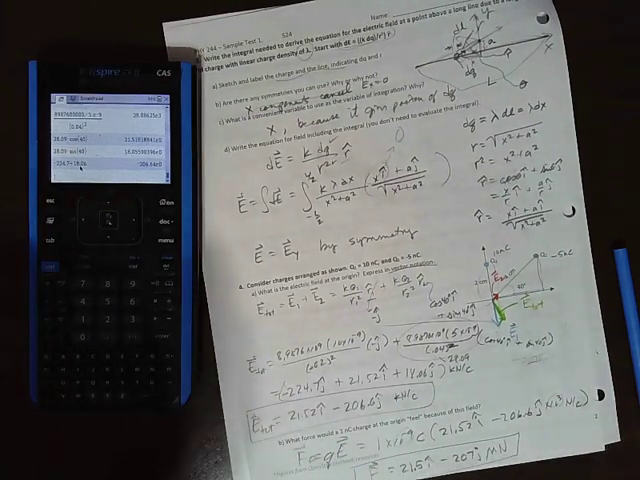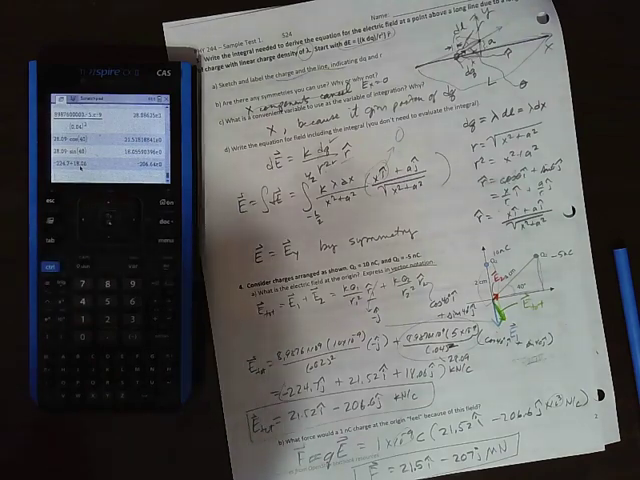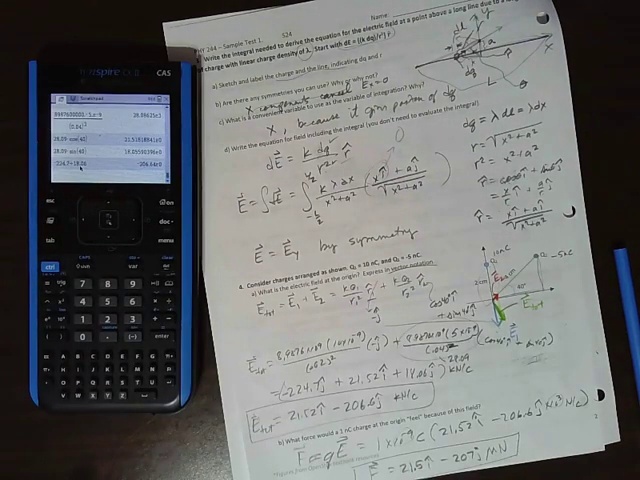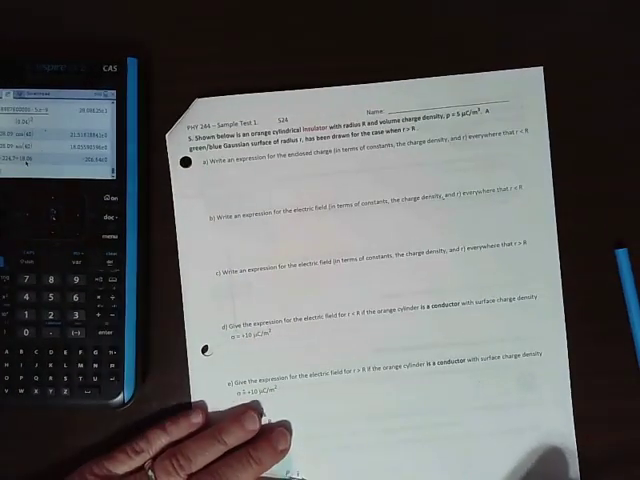Okay. Oh, where did I calculate that? I guess I didn't calculate that part. Okay. I think that's pretty safe to be the right answer. Okay. Let's look at the next one.